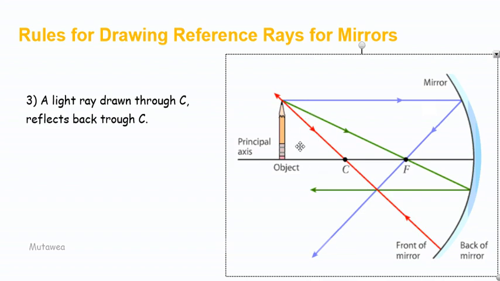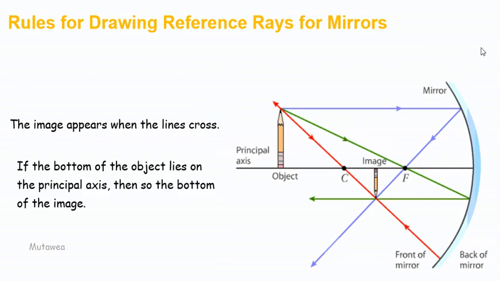Start at the top of the object and draw a ray through C. It will reflect back directly through C again. The image appears where the lines cross. If the bottom of the object lies on the principal axis, then so does the bottom of the image.